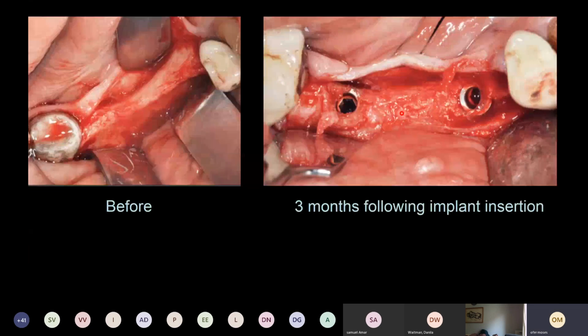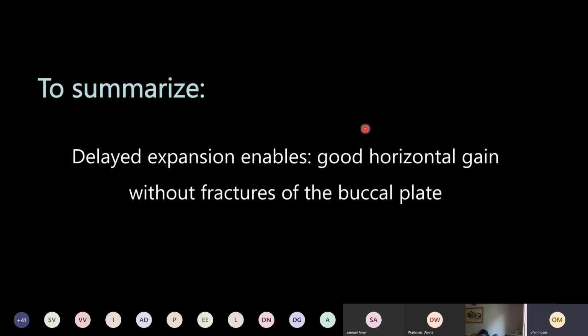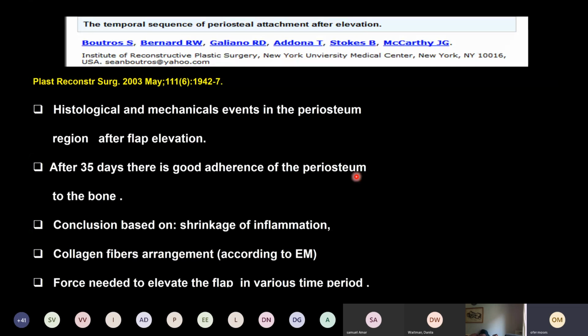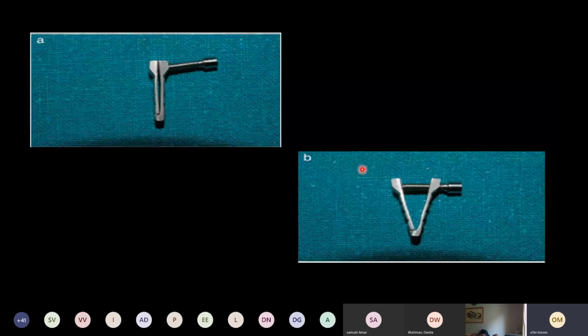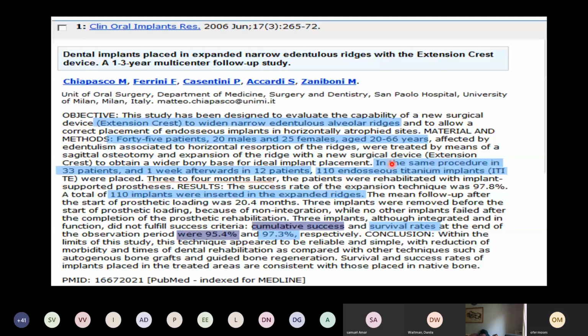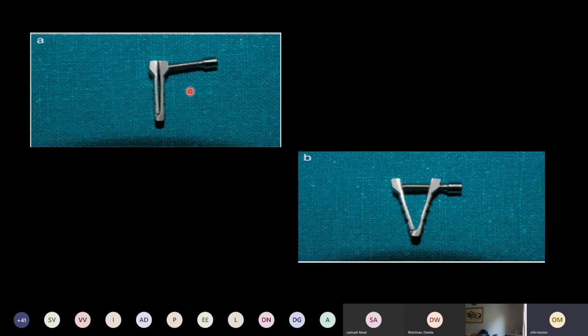Since I don't have enough time, maybe I'll just show you some cases that we did. This is, by the way, another technique of enlarging the horizontal dimension. After you do the central incision in the ridge, you put this instrument and you gradually open it using a screwdriver, which opens the bone by just opening the width between these two arms of this machine, as you can see here. And this is a clinical photograph of this technique.